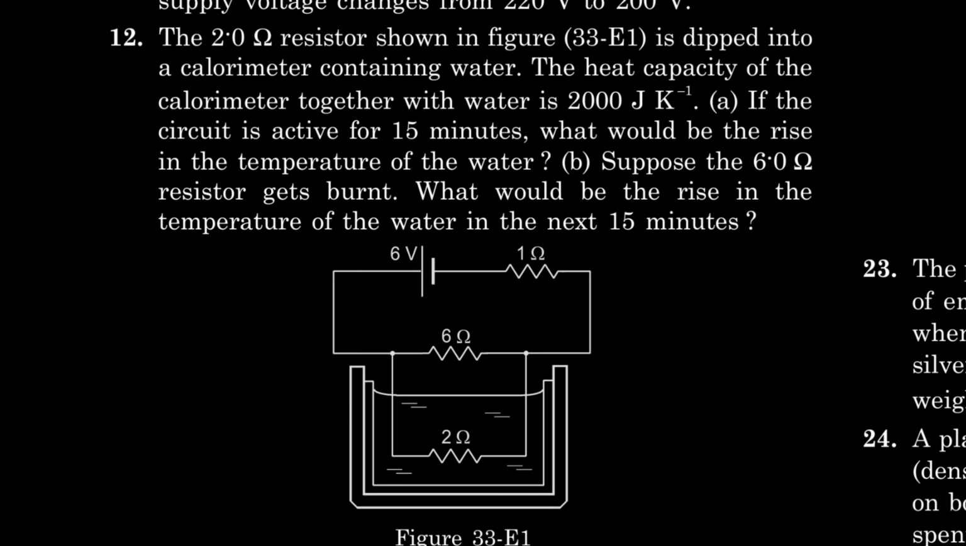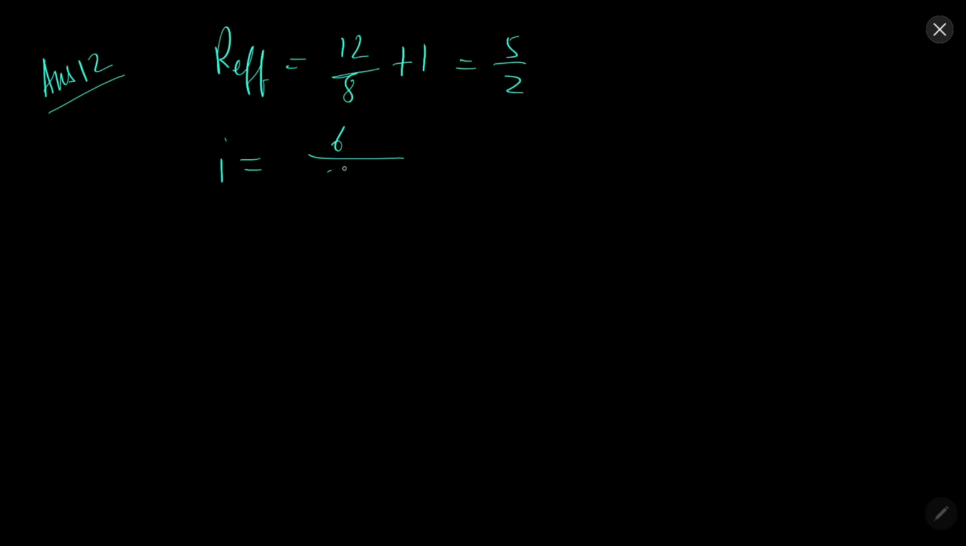In question 12, we need to find the rise in the temperature of water in the next 15 minutes. Solution 12. So the effective resistance will be 12 by 8 plus 1, which will be 5 by 2. Current will be 6 by 5 by 2, which will be 12 by 5 amperes.